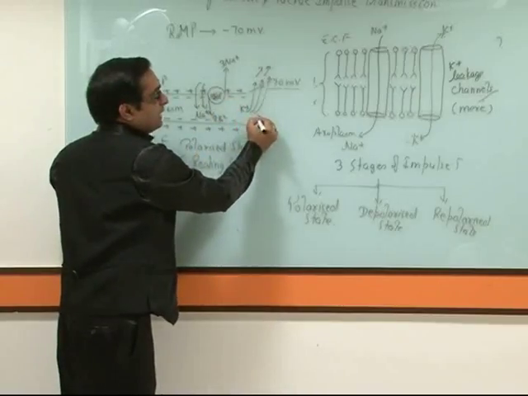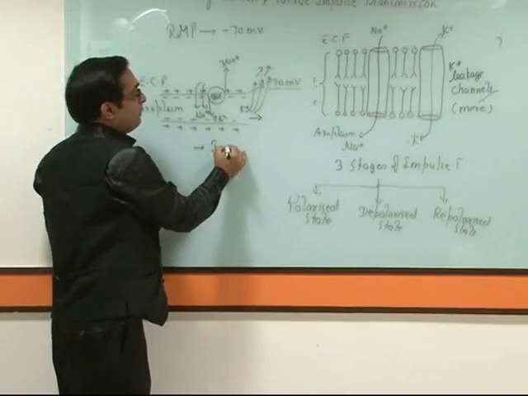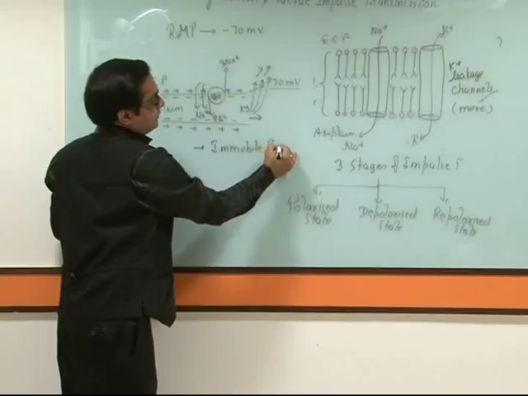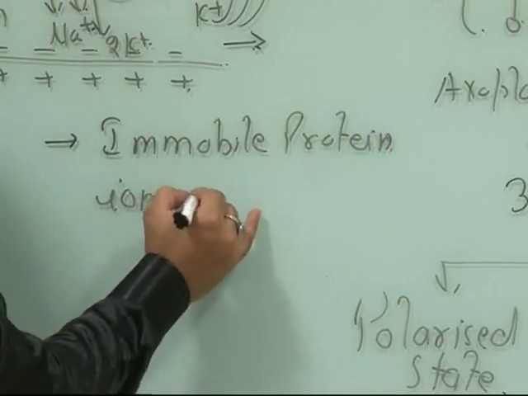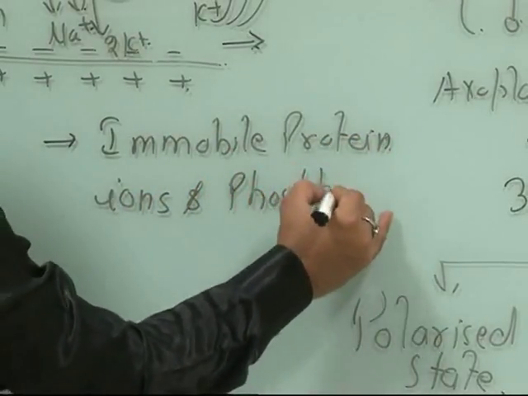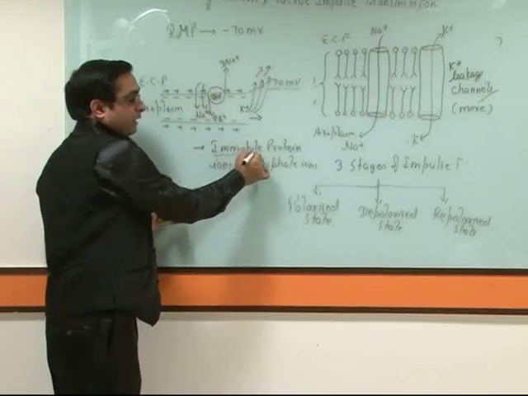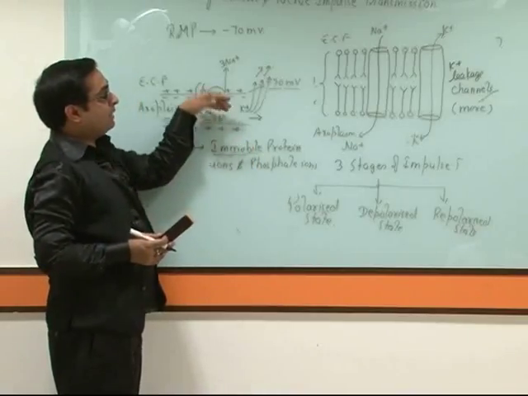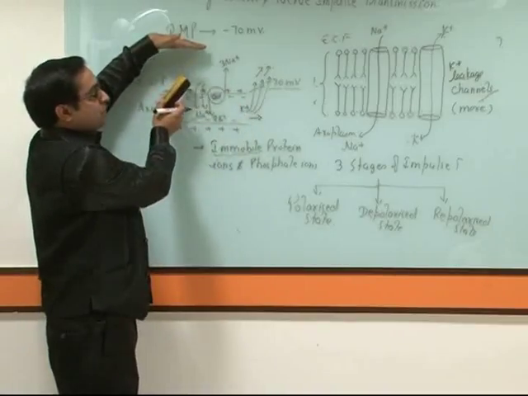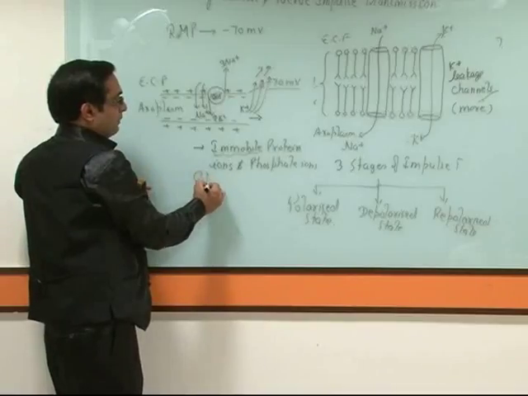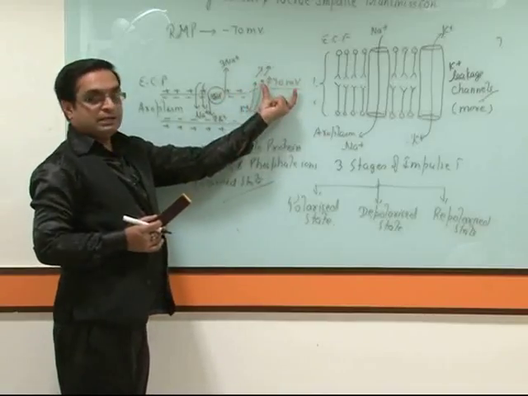One question still remains: both the charges are positive, then why are we saying that inside it is negative? That means we must have some negatively charged ions also here, and those negatively charged ions are immobile protein ions and phosphate ions, which are more inside the axoplasm. Because they are immobile, they cannot leave the axoplasm. So the net result is that inside we have negative charge and outside we have positive charge. This is the normal polarized state of neuron, in which the resting membrane potential is minus 70 millivolts.